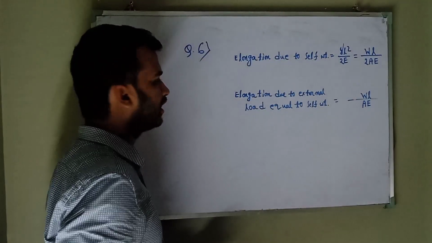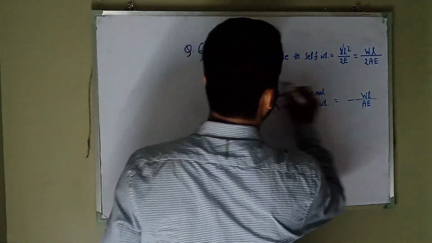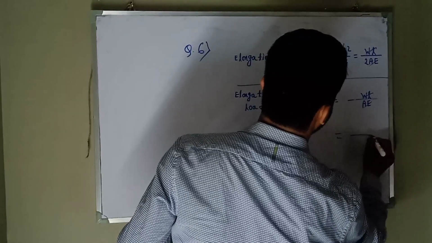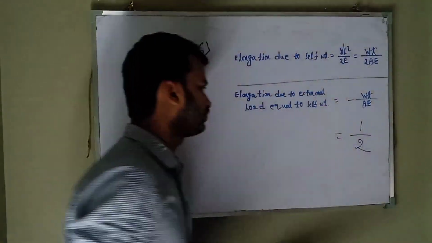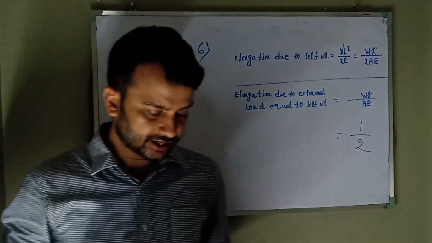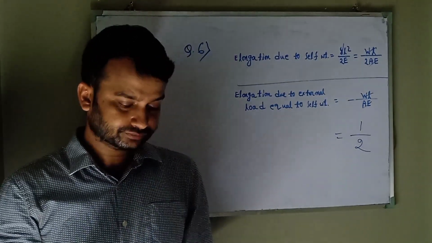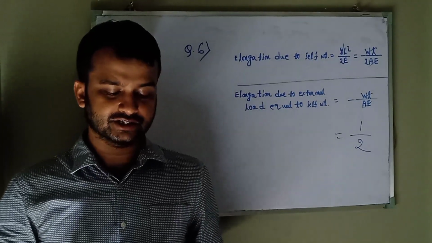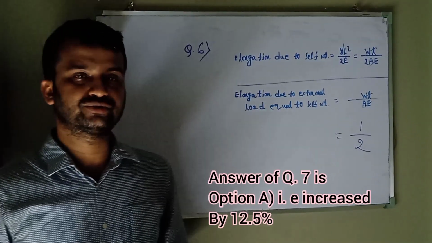If we go for the ratio of the two, then the answer will be 1 by 2. So 1 by 2 is the correct answer. So for question number 6, the correct answer is option B, 1 by 2.